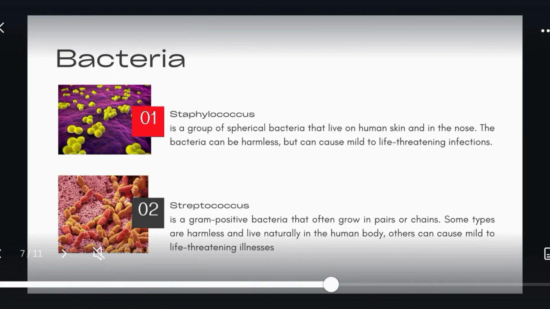Staphylococcus is a group of spherical bacteria that live on human skin and in the nose. The bacteria can be harmless but can cause mild to life-threatening infections. Streptococcus is a gram-positive bacteria that often grows in pairs or chains. Some types are harmless and live naturally in the human body. Others can cause mild to life-threatening illnesses.